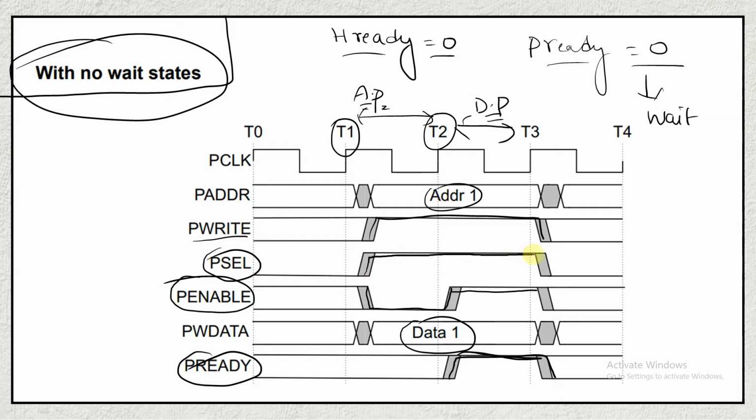Your PSELECT is equal to 1 during both the address phase and the data phase. So the transaction will be completed successfully. So this is how we are going to perform a write transfer with no wait state.